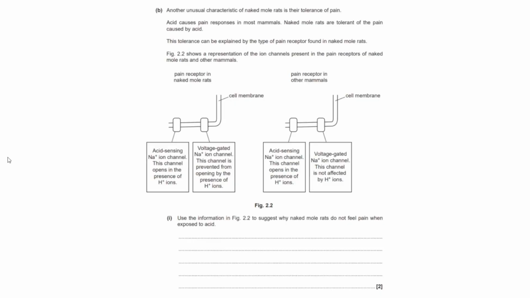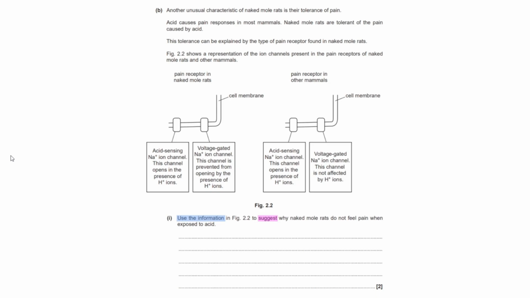Let's take a look at this suggest why question, which asks us to use our own knowledge in this novel context. Use the information in figure 2.2 to suggest why naked mole rats do not feel pain when exposed to acid. We've been given a context here that naked mole rats are tolerant of pain caused by acid and information on their pain receptors, including a diagram, and we are going to have to propose an explanation for this, which will require us to use our own knowledge to interpret the information which we have been given.